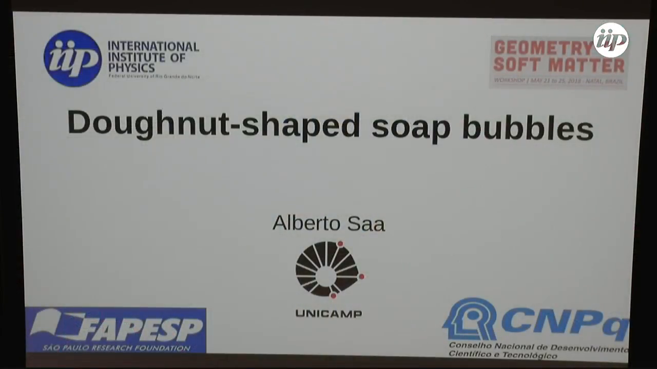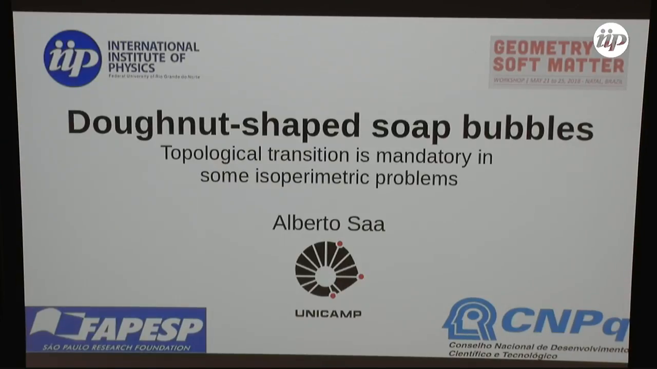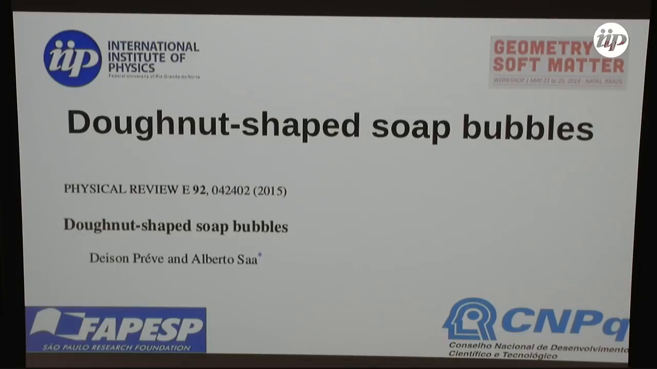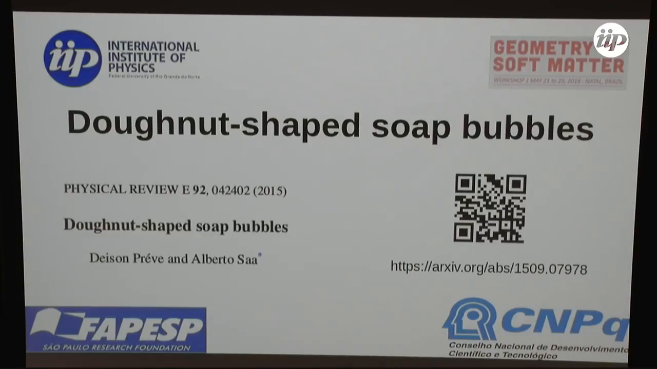The title is Doughnut-shaped Soap Bubbles, but there is a subtitle that in fact is the main message that I would like to convince you about: topological transition is mandatory in some isoperimetric problems. This is a work in progress. It started some years ago with a former student. This paper is available at the arXiv, of course.